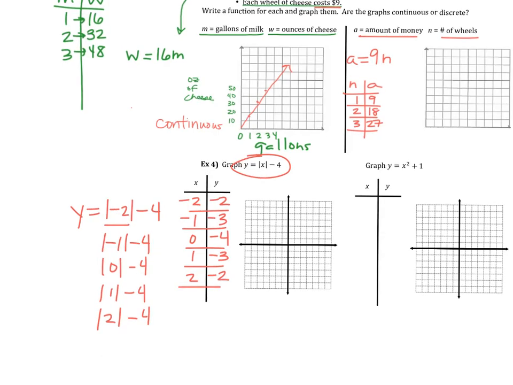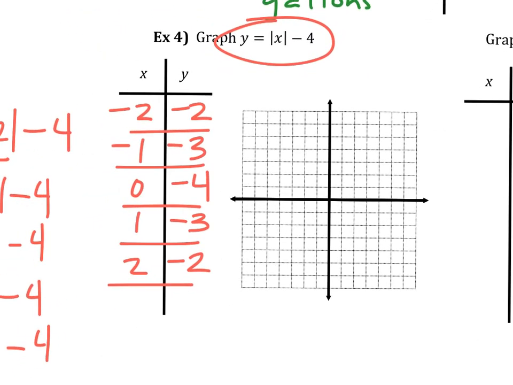Okay? Look at what happens when I graph that. -2, -2, -1, -3, 0, -4, 1, -3, 2, -2. My graph is a V shape. Okay? Every single time that you have absolute value, you will get a V shape.